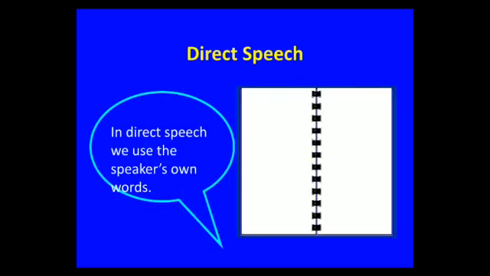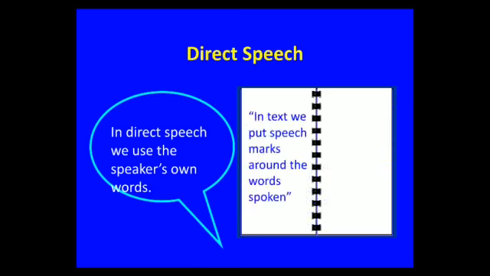So direct speech: we use the speaker's own words. When we are listening to someone, we can imagine or summarize that in our mind in the speaker's own words, just as they said it. And it is always written in inverted commas, right? So whatever is in inverted commas is said to be direct speech. An easy way to identify direct speech.